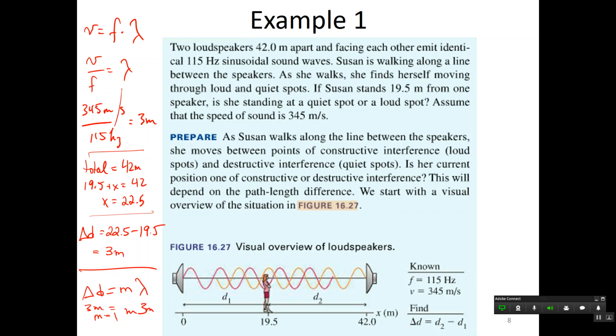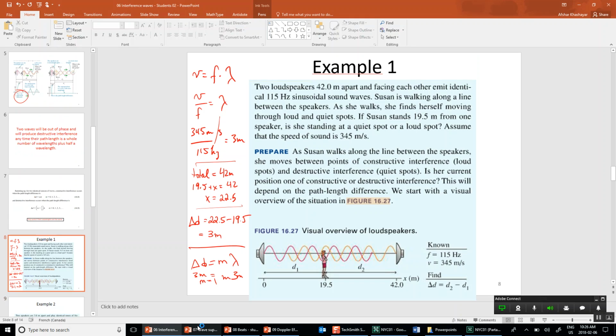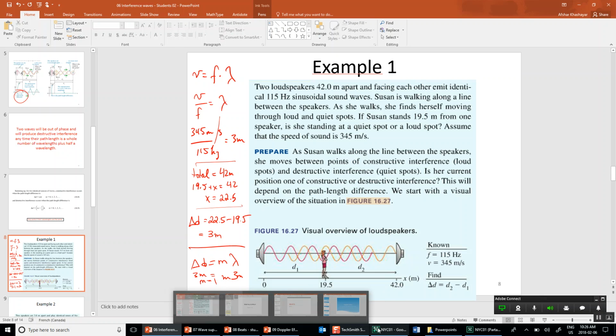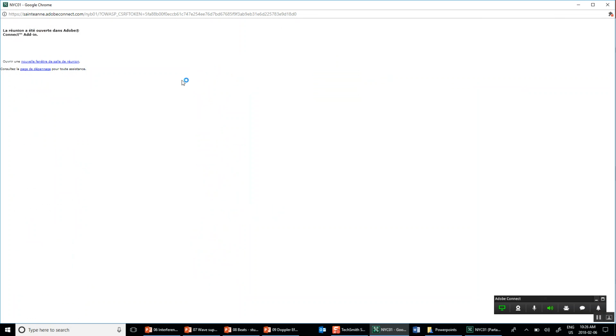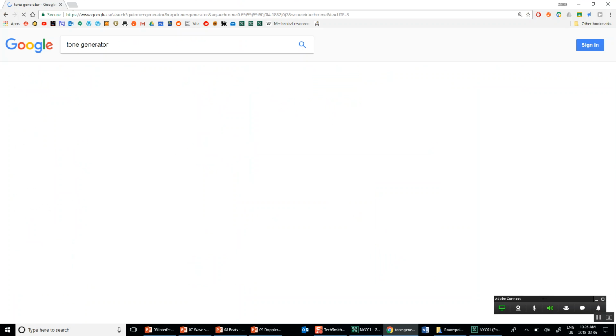Constructive. I'm going to try something. I have no idea if you guys are willing to try it. Someone at the back there with their laptop, if anyone does it, the person who does, navigate, sort of Google the terms tone generator. Google tone generator.